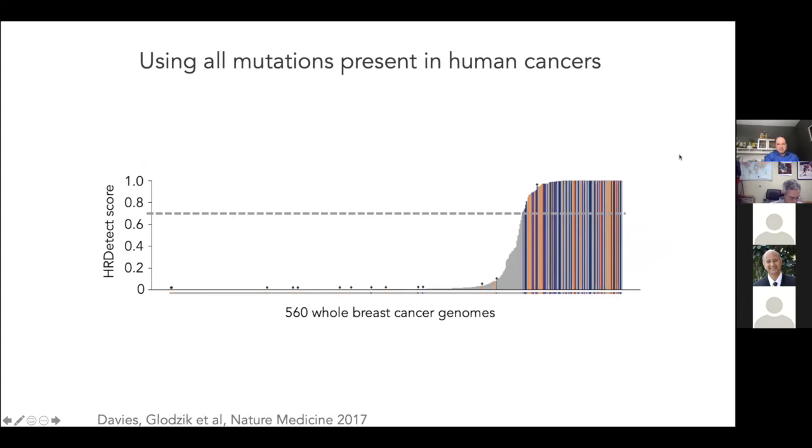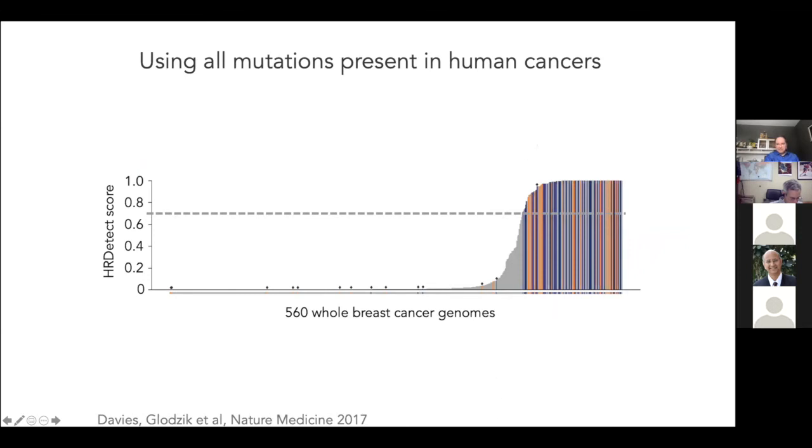And you've got a lovely sigmoidal curve here. It's nice and clear, and we've taken a cutoff of 0.7. But to our surprise, the number of samples that have high scores was rather large. It was 22% of the cohort, 124 of 560 whole genome sequenced breast cancers. So that's a lot more than we thought we should find. We thought maybe 5%, 10%, but not 22%.